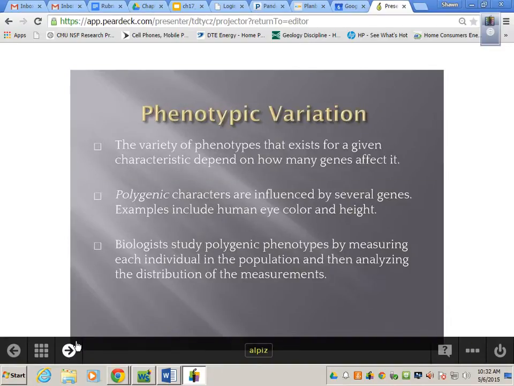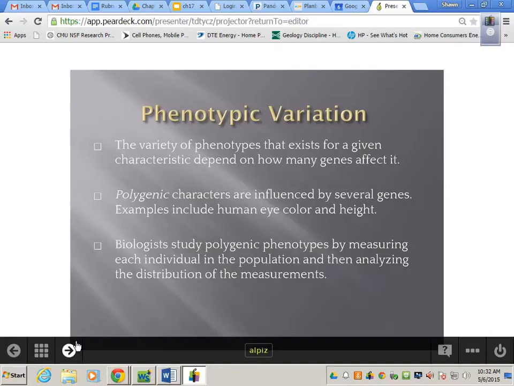Now the variety of phenotypes that exist for a given characteristic depend on how many genes affect it. So we understand that our height is influenced by thousands of genes, but polygenic characters are going to be influenced by several genes, like eye color and height. So most human characteristics, we cannot just say they are monogenic, caused by one gene. Pea plants are different, right? Pea plants, we can look at characteristics that were influenced by only one gene.